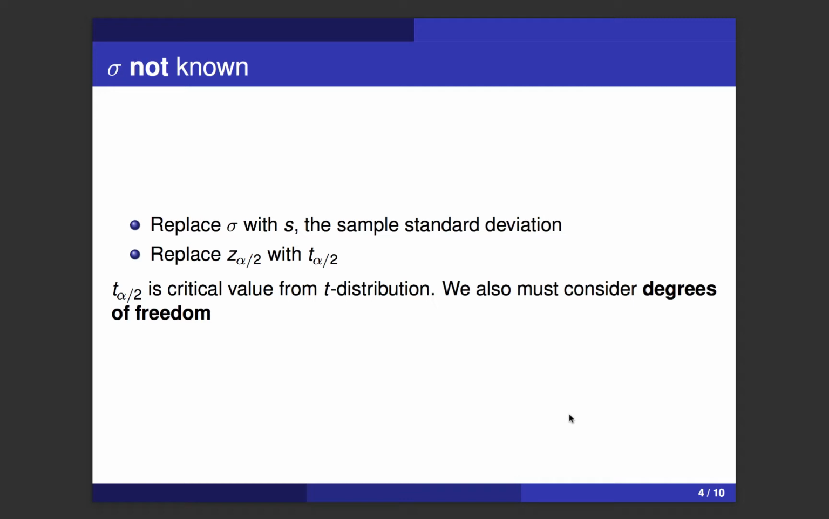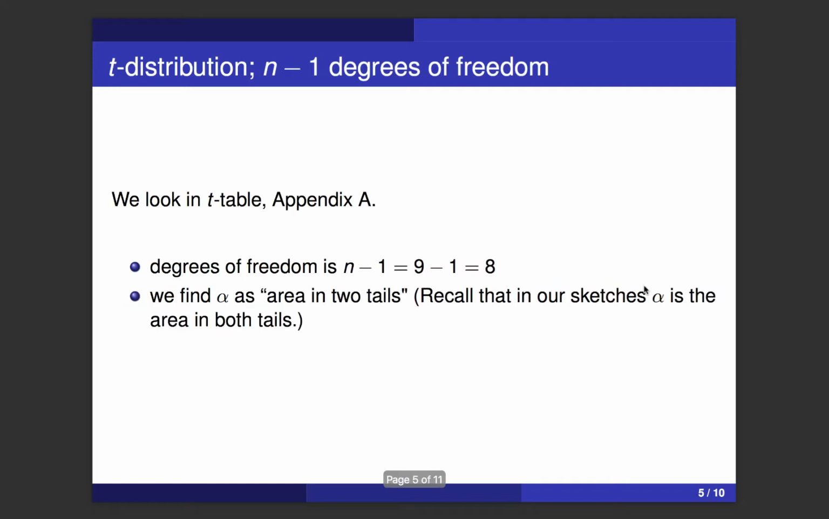Okay, so now we're going to assume that sigma is not known. We're going to assume the same example, but assume that we don't know sigma. Well, what we do is replace the standard deviation with the sample standard deviation, but then we also have to replace z with a different value. It's a t critical value, which is found from the t distribution. And then there's also the degrees of freedom we have to consider, and that's always just n minus 1.